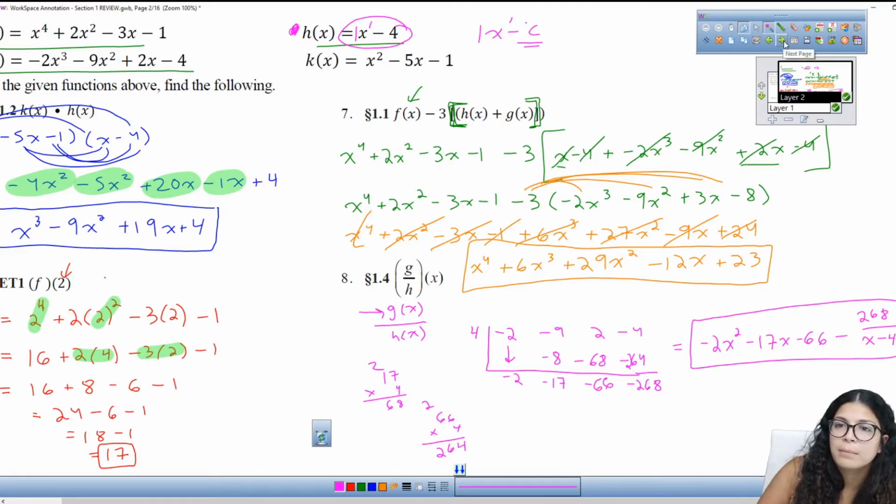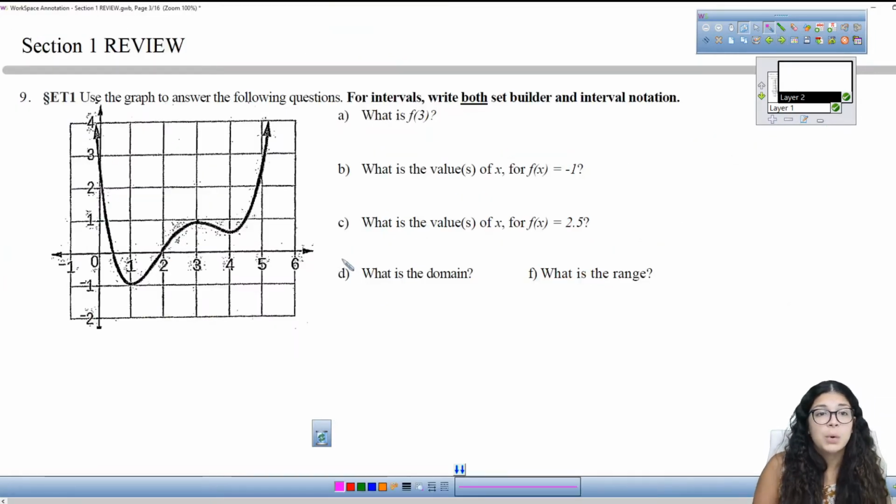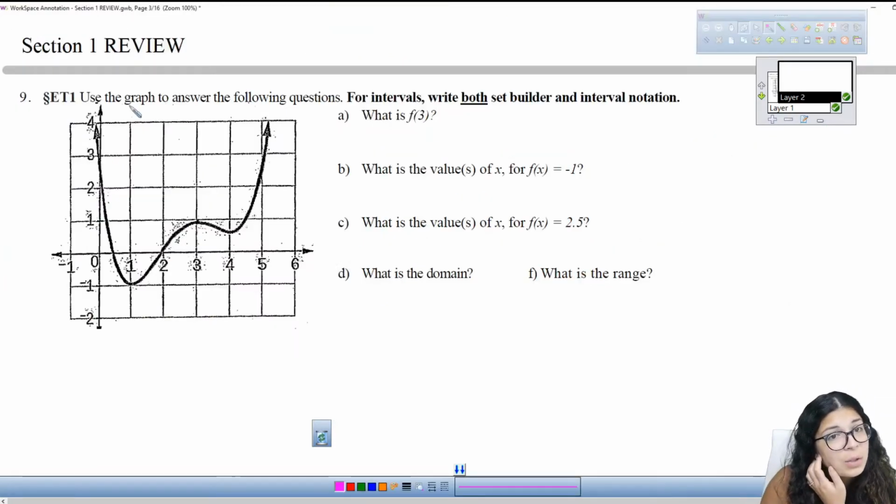Okay, let's keep it moving. So number 9 says use the graph to answer the following questions. For the intervals, you're going to write both a set builder and interval notation. So what is f of 3? So the input is 3 into this function f. Let's find that point on the graph, right? X value of 3 is here. So that point is 3, 1. So the output is 1.